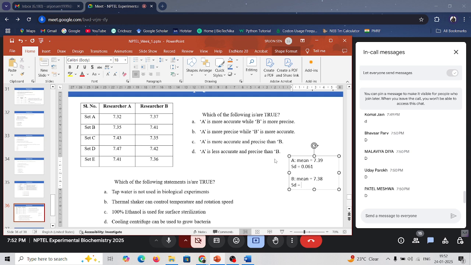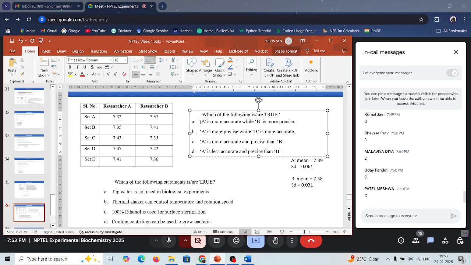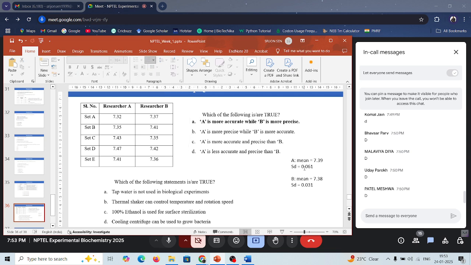Okay, so the known pH is 7.4, which I just missed writing. So the value which is known is 7.4. So A is any answer? Yeah, you can check from here. A is more accurate and B is more precise. From the mean and the standard deviation you can check, but you have to calculate the mean and the standard deviation if this type of question comes.